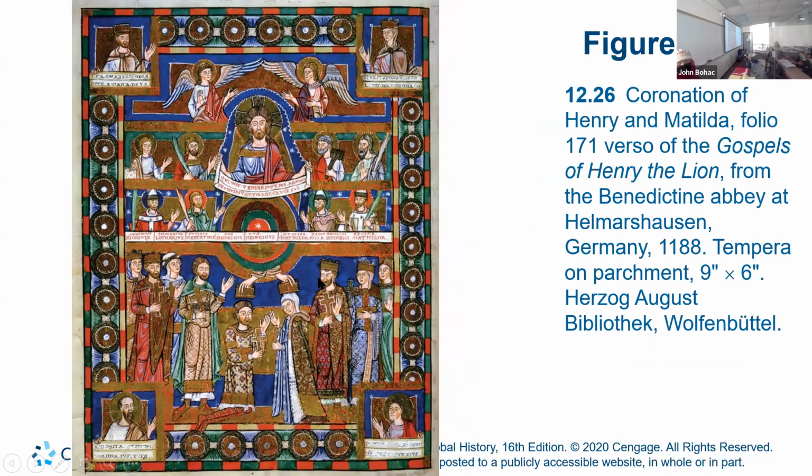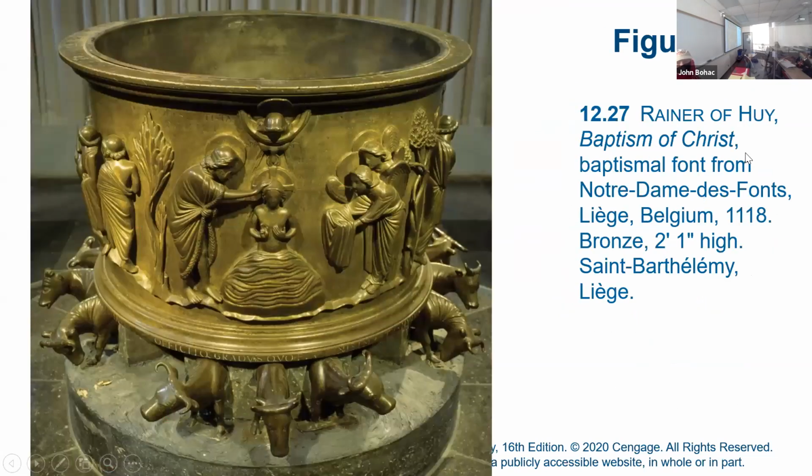And so we would have coronations of royalty and baptism of Christ, baptismal font, Notre Dame de Fonts Ligier, Belgium. Yeah, Belgium, excuse me. And again, this is 1118, so they're regaining a lot of their skills that had been lost for 500-600 years. They're really starting to build buildings and build great buildings.